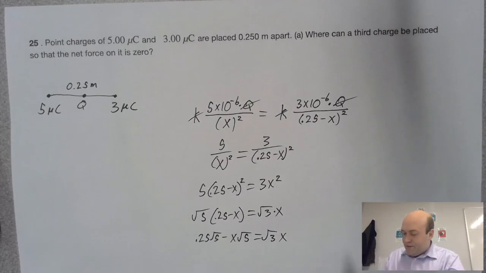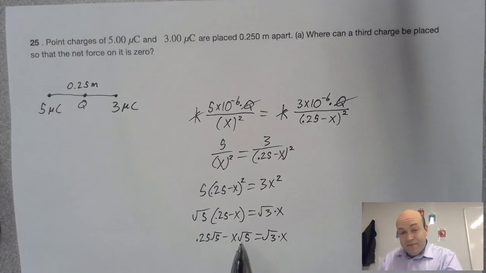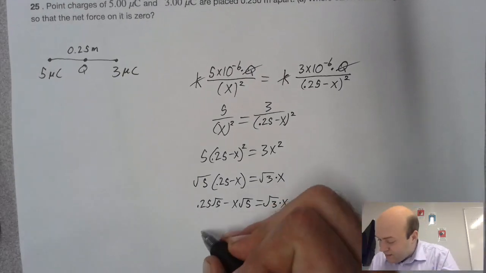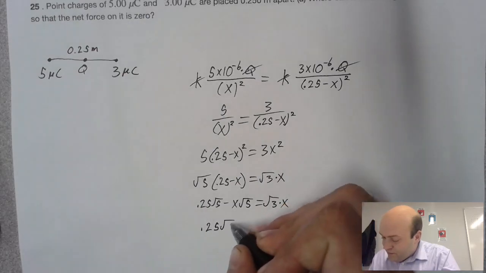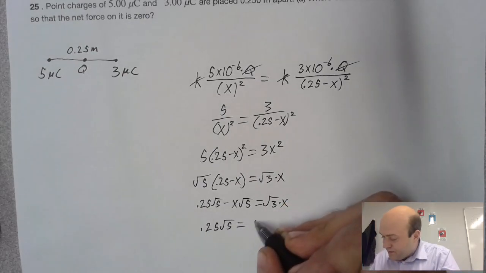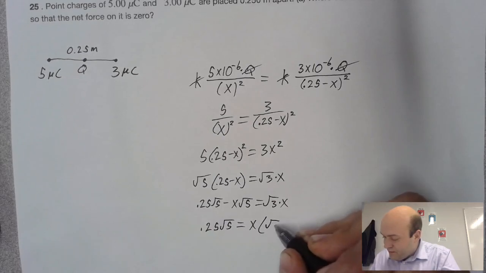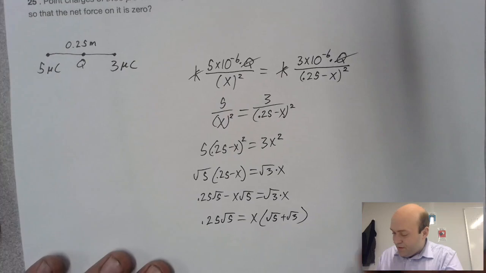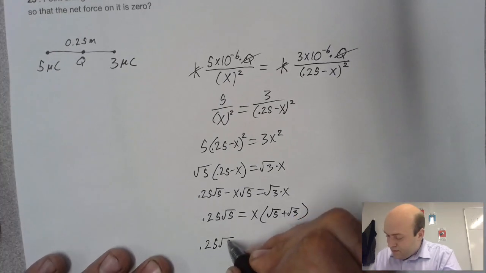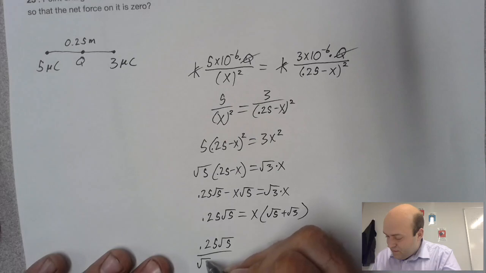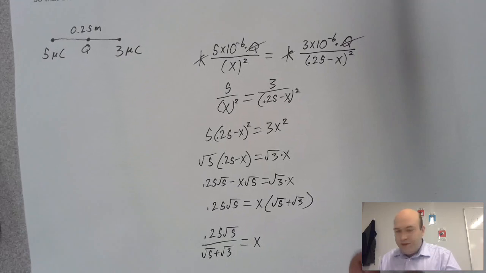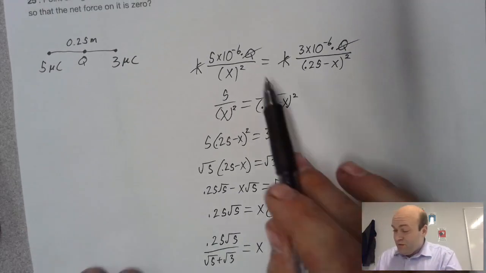I want to get these x's on one side. So if I add this x square root of 5 to this side, then I can factor out an x, and I can end up with 0.25 times square root of 5 and x factored out, square root of 5 plus square root of 3. I'm just keeping it all in square roots for now, so I don't have to deal with decimals yet. Divide by this quantity here, and I'll have this divided by these, and that'll be my x, which again is just one of those distances.